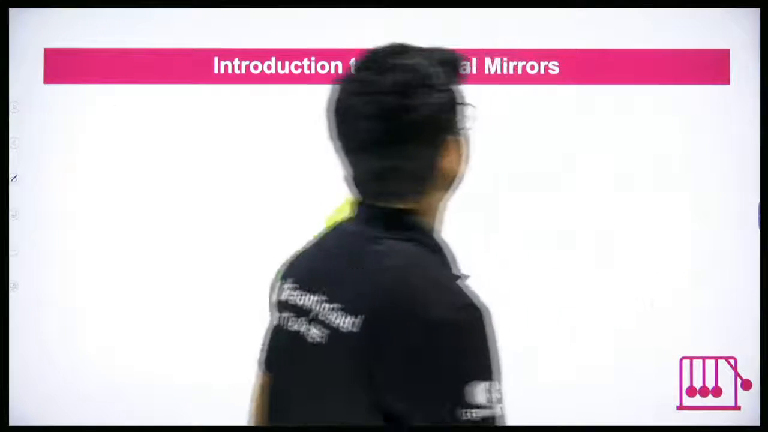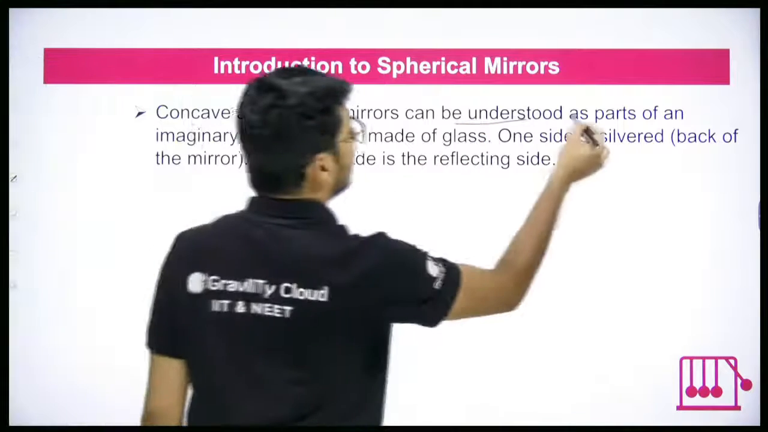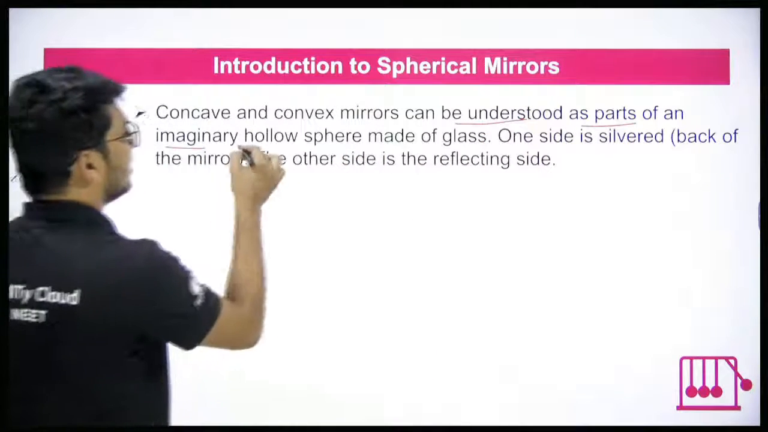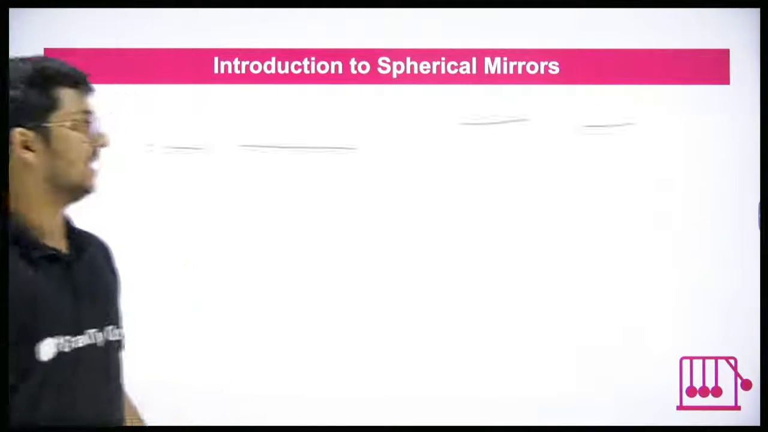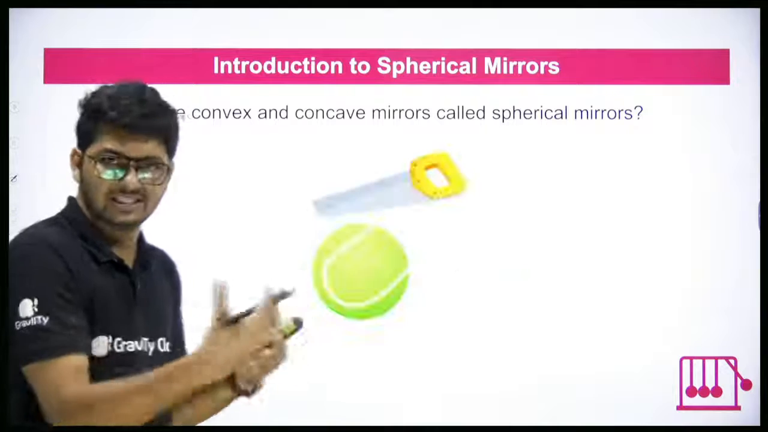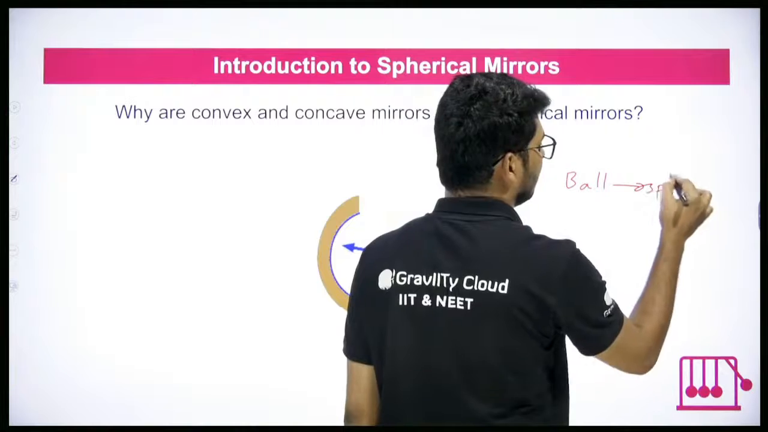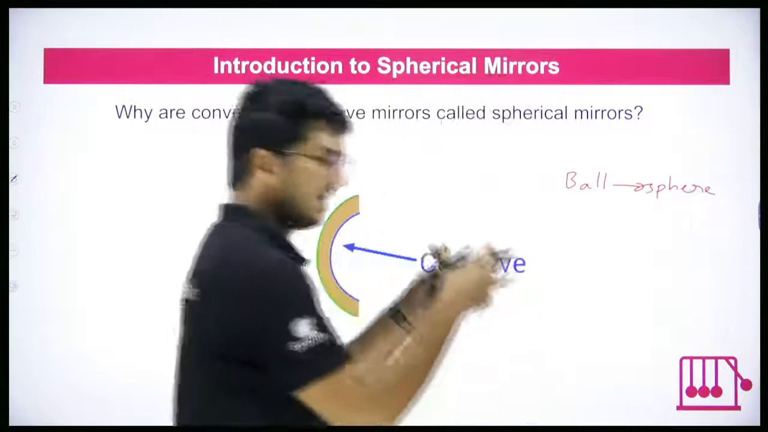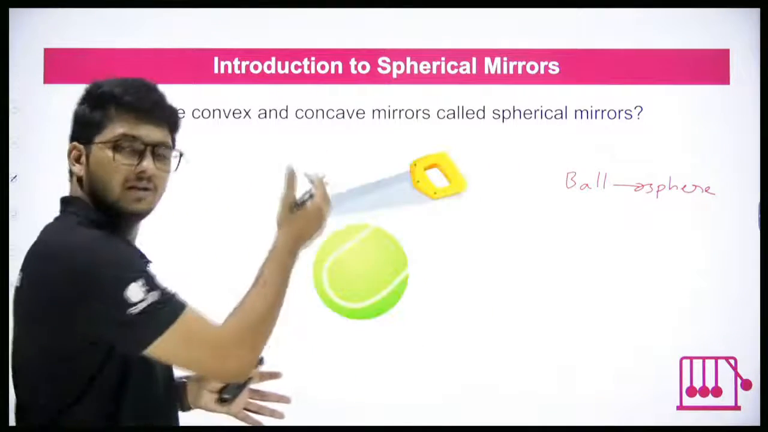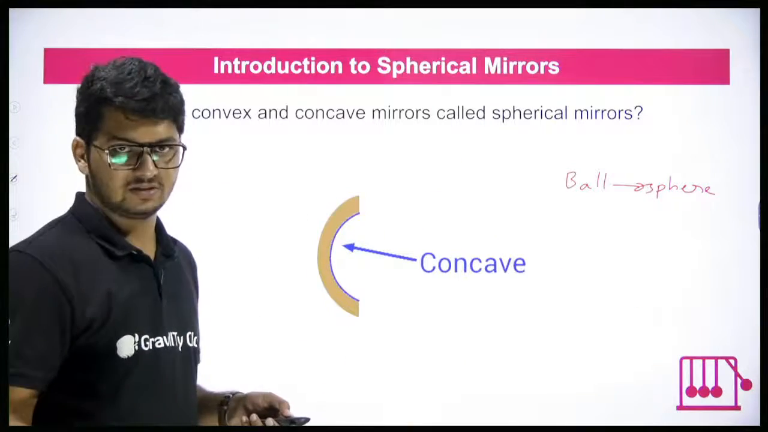So coming back, concave and convex mirrors can be understood as parts of an imaginary hollow sphere. Here we took a sphere like a ball. The shape of a ball is a sphere. So you can think you have taken a sphere and cut it into parts. One part will be concave and the other part will be convex.